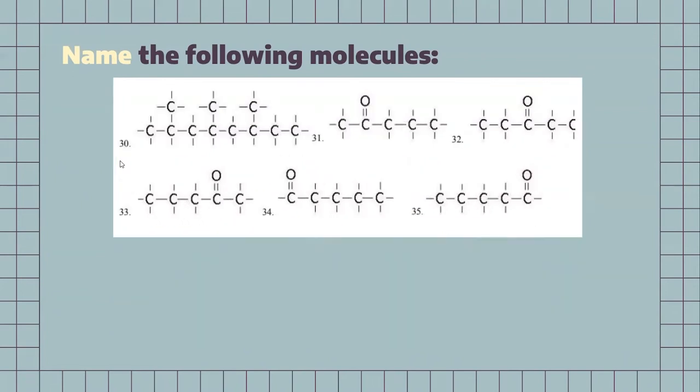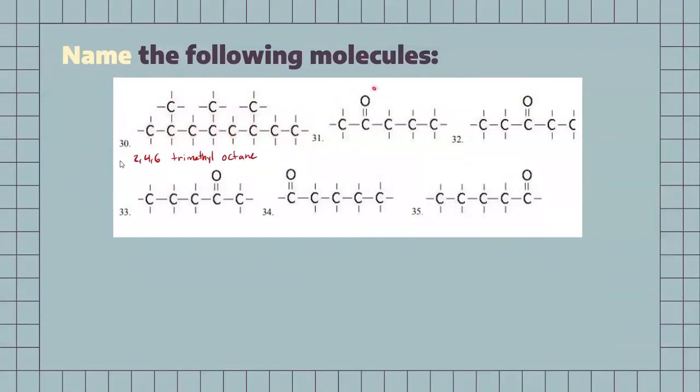For our next one, identifying our longest chain, 1, 2, 3, 4, 5, 6, 7, 8. So we know it's going to be an octane. We have a methyl group on carbon 2, on carbon 4, on carbon 6. So then the full name for this would just be 2,4,6-trimethyl for the 3 methyl groups, octane.